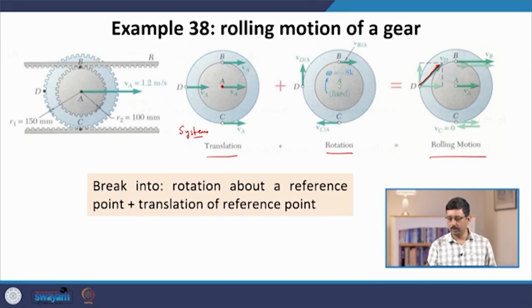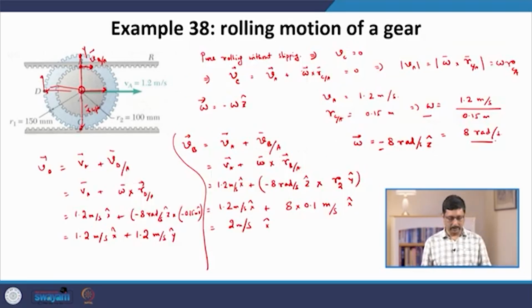It will have two components. This horizontal component is due to the translational motion of the point A, and this component is due to the rotational motion about the point A. So, to summarize, today we looked at a situation where there is a combination of translation and rotation, and we learned how to systematically approach those kinds of problems. We are going to take more examples in the next lecture. Thank you.